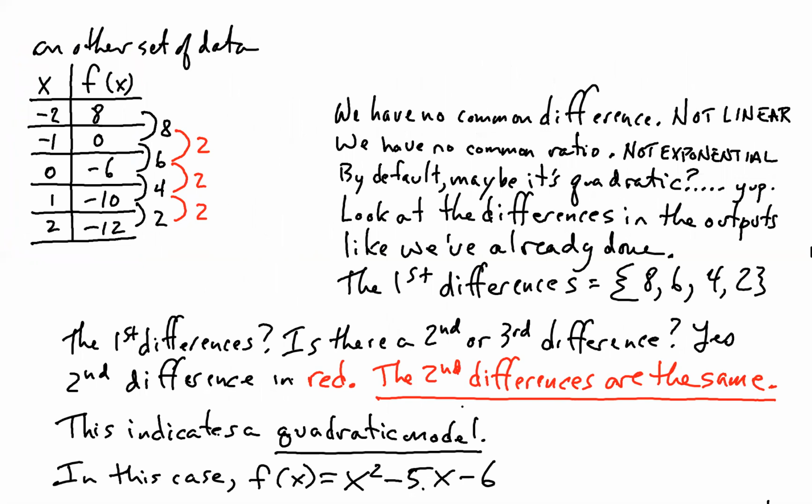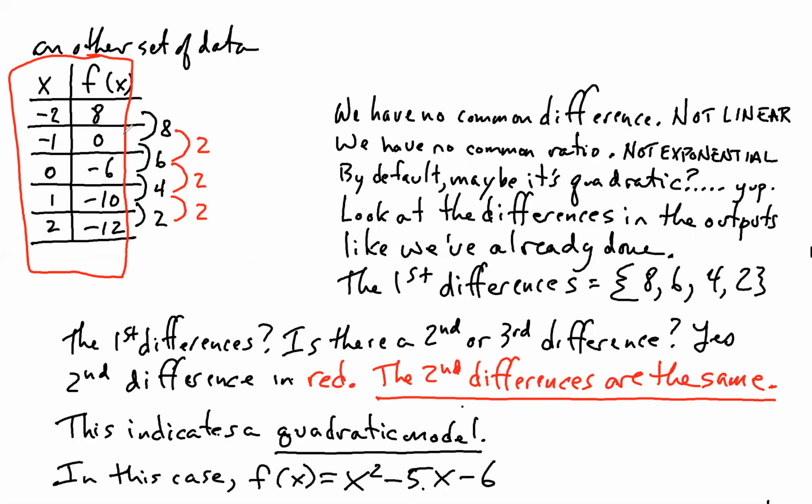Okay, another table, here we go. So you're given that table, and now you're looking and you say, okay, what are the differences here? First of all, is there a common ratio? Can I multiply to go from 8 to 0 and then to -6 and -10? And the answer is no, especially at the 0 point. Once you get to that point, anything you multiply by will be 0. So it's not exponential.